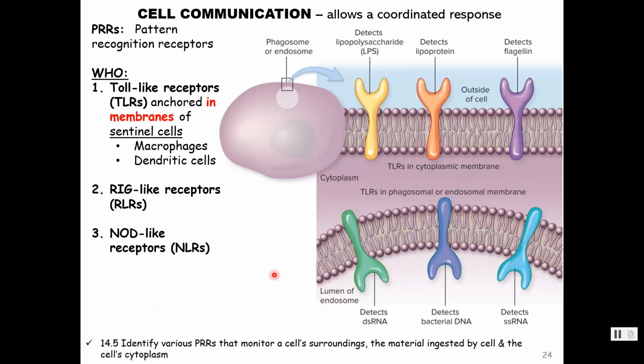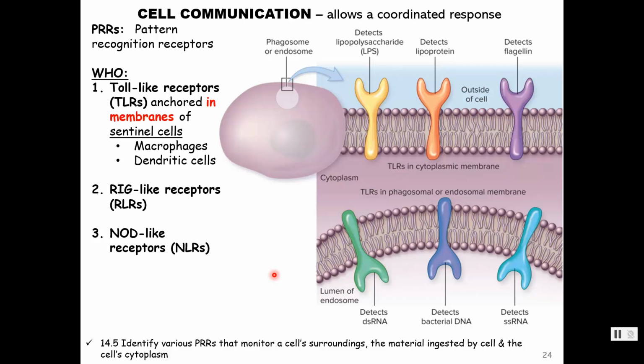Okay, now look at the who. So who? Tolls, rigs, and nods. That makes it easier for you. So toll-like receptors, which I never knew how they got their name until I read your textbook. Toll meant awesome in German, and I always wondered why. I always thought it was like, you have to pay a toll and you stick a coin in the slot, and that's sort of what made sense to me.